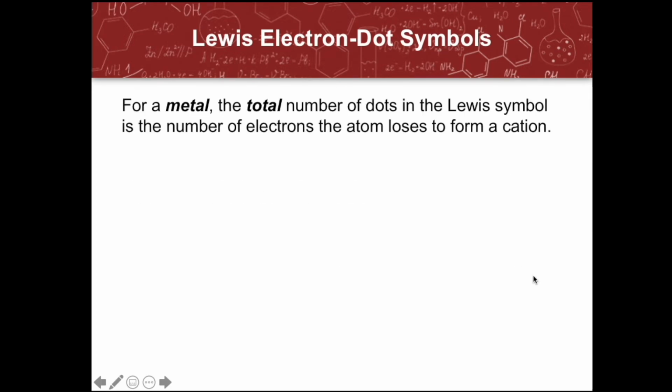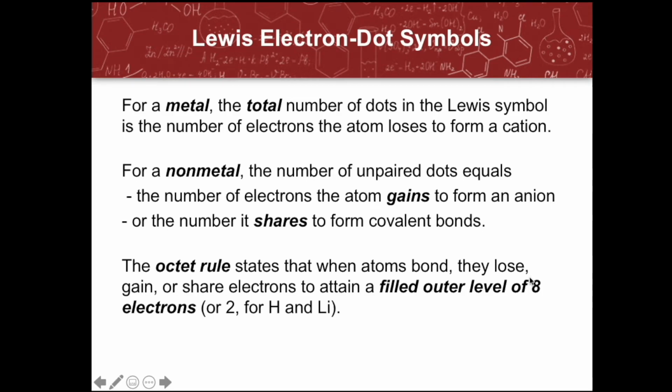And then, for a metal, the total number of dots in the Lewis symbol is the number of electrons the atom loses to form a cation. Remember our discussion in General Chemistry 1 that metals tend to lose electrons. So aside from counting the valence electrons, it should also reflect how many electrons the atom will lose to form the cation. And then for a nonmetal, the number of unpaired dots will be equal to the number of electrons that will be gained to form an anion, or the number it shares to form covalent bonds.